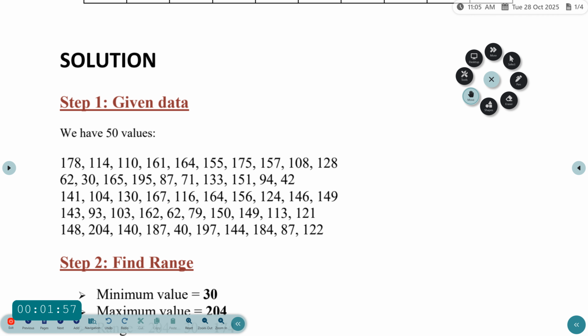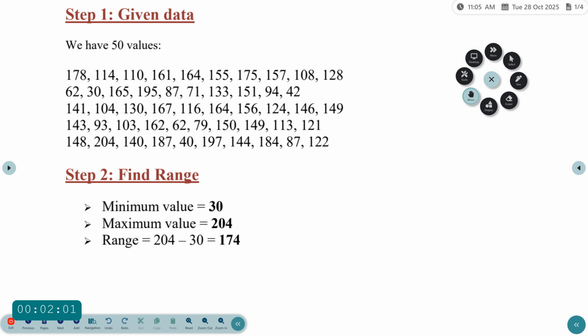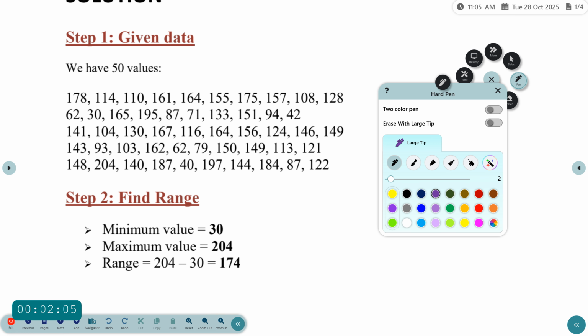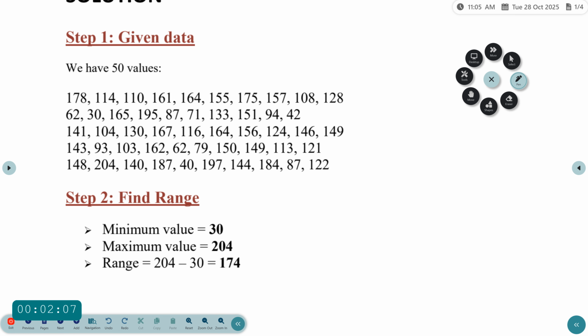These are the given information. Just write the given information as it is. Then find the range of the given information. How can we find the range? What is the minimum value occurring in this observation? This is our minimum value among all these 50 observations: 30. At the same time, we have to choose the maximum value also. Among the 50 observations, our maximum value here is 204.